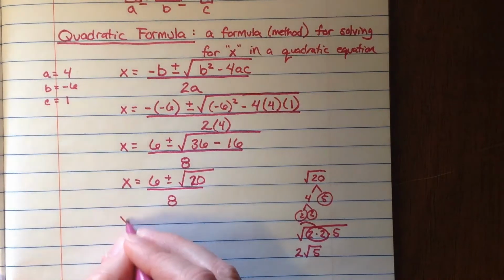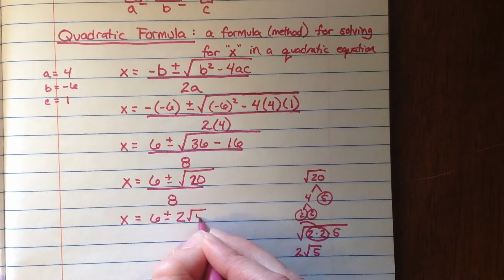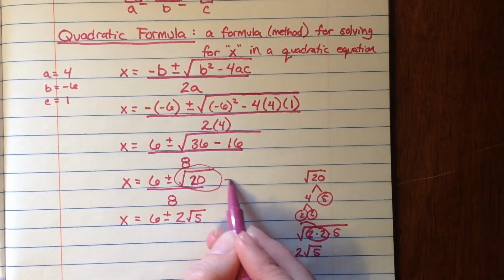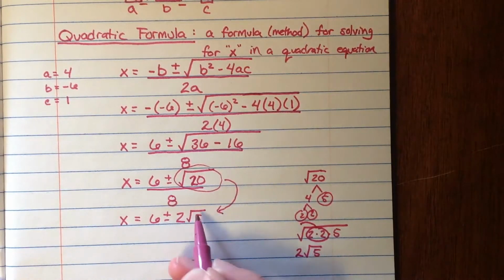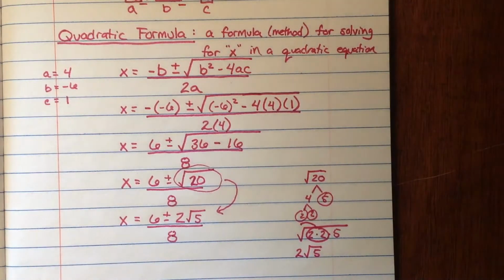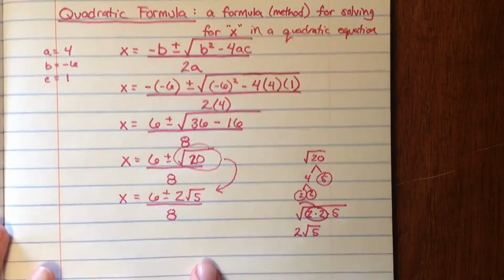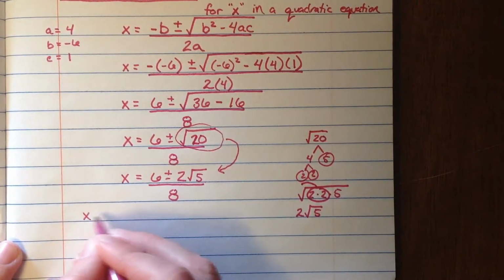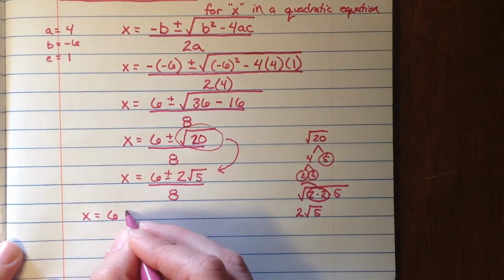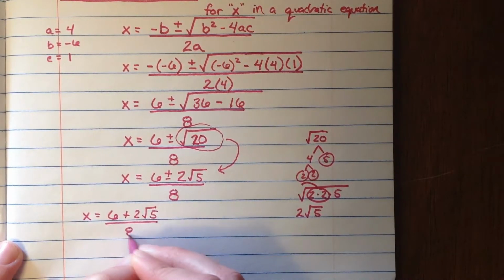And so I can rewrite this over here as 6 plus or minus 2 square roots of 5. That's just coming from simplifying the square root of 20 to 2 times the square root of 5 over 8. Now we're almost there, because remember, these types of problems really have two answers. And so one of my answers is actually going to be x is equal to this problem using the plus sign. So 6 plus 2 square roots of 5 over 8.